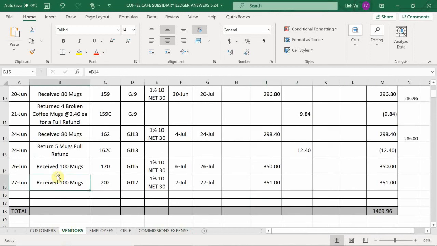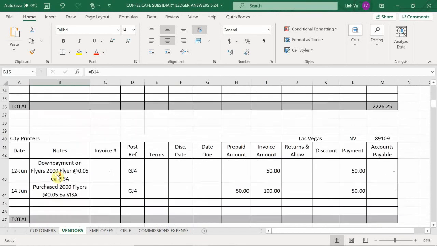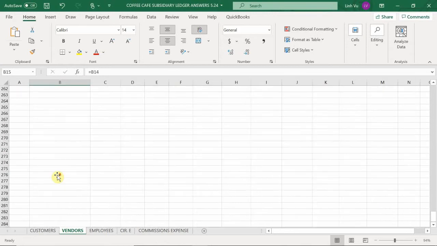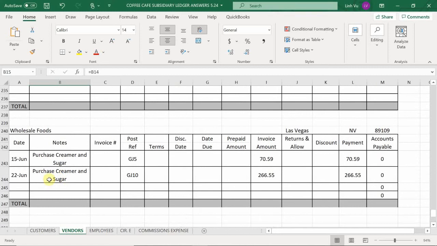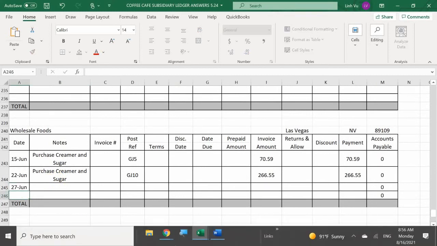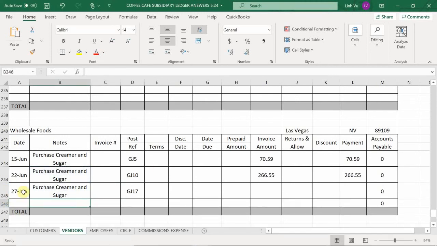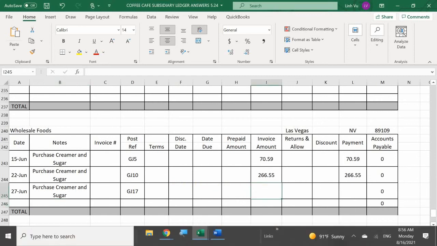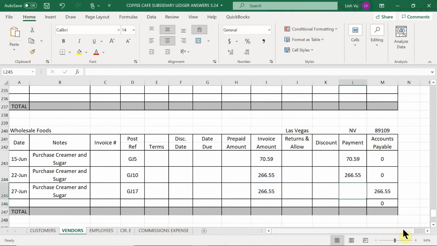The vendor is Whole Foods. I'm sorry, Wholesale Foods. Why didn't I post this in here? General Journal number 17. Purchase order. Oh, the amount, is it the 266.55? Yep. We're going to put the total due, and then the amount that they paid is the 266.55. Good. Then number 4, we need to list the purchase order.